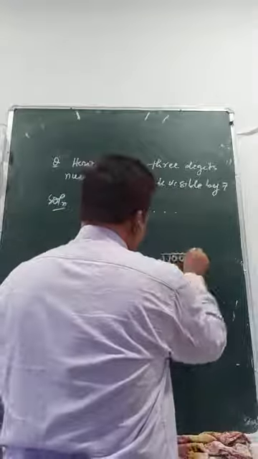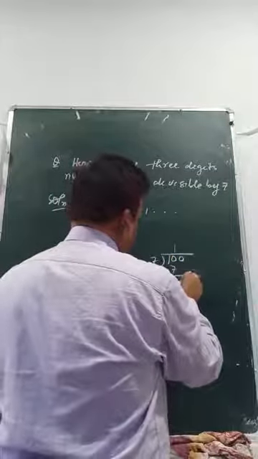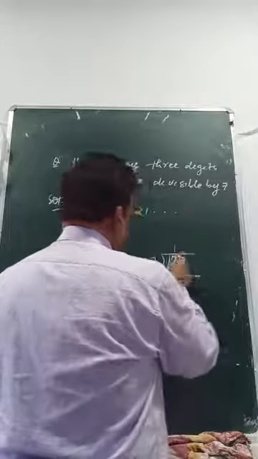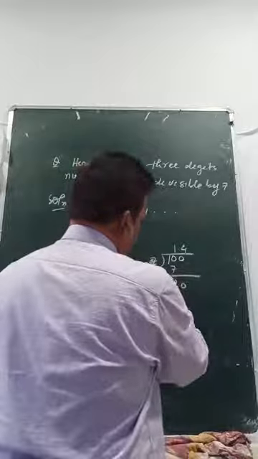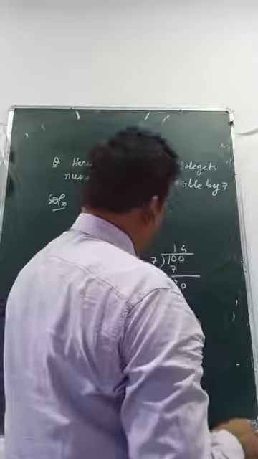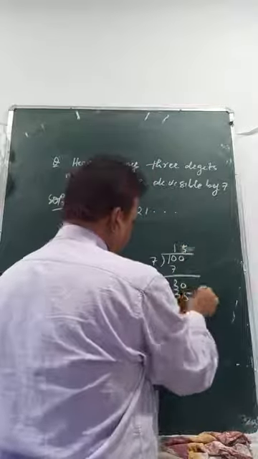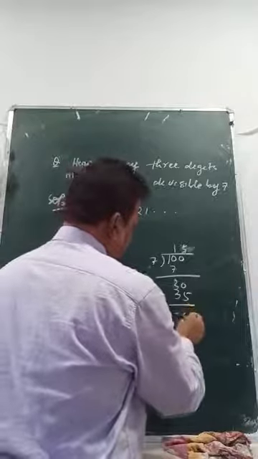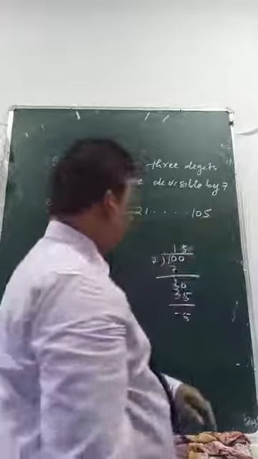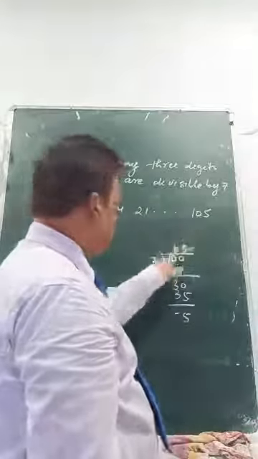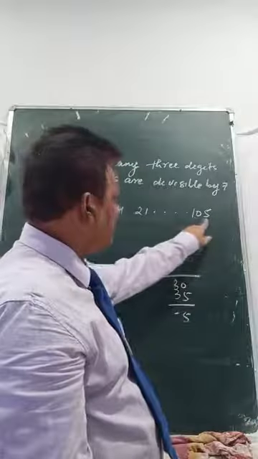If you divide 100 by 7, what do you get? 7 ones are 7, 30, 7 fours are 28. So to make a number more than this, because it should be more than 100, 7 fives are 35. So how much short is it? The shortage is 5. That means the last number will be 105. 105 is divisible by 7, because 35 is already divisible.